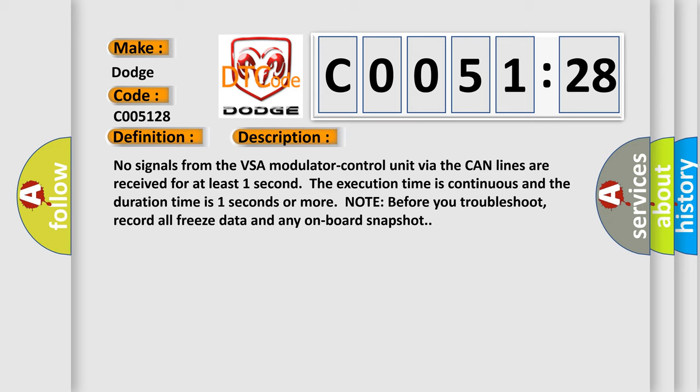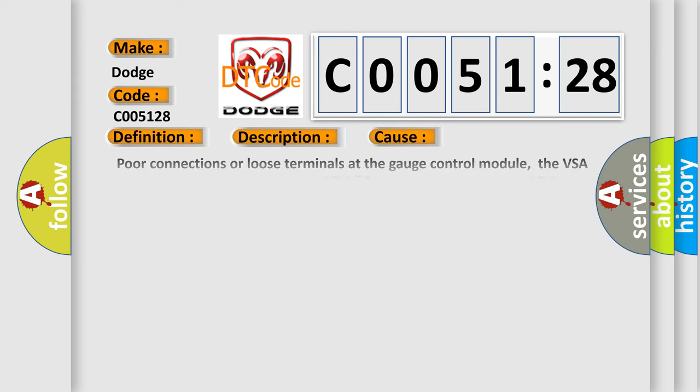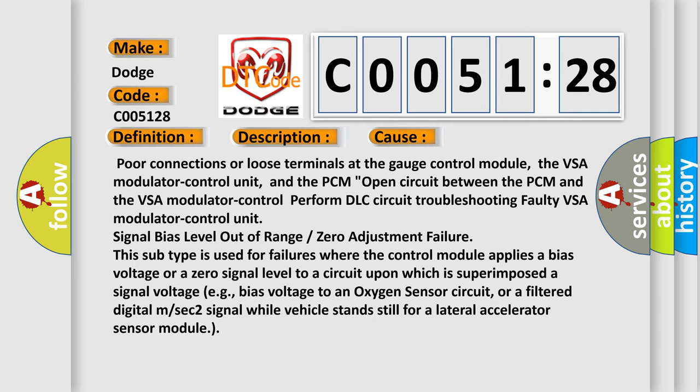Note: before you troubleshoot, record all freeze data and any onboard snapshot. This diagnostic error occurs most often in these cases: poor connections or loose terminals at the gauge control module, the VSA modulator control unit, and the PCM; open circuit between the PCM and the VSA modulator control unit; perform DLC circuit troubleshooting; faulty VSA modulator control unit; signal bias level out of range or zero adjustment failure.